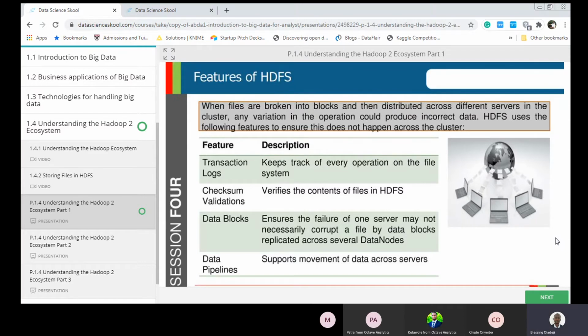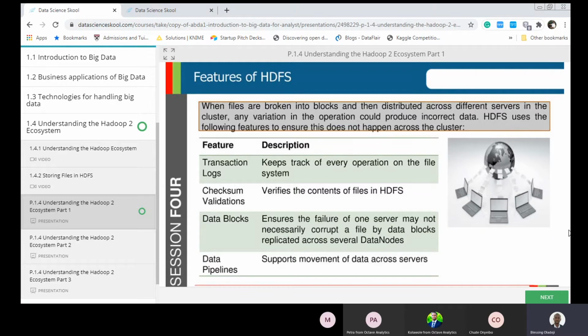Then also for HDFS, there are data blocks that are duplicated, which ensures that if one server is not available, the data is still available.